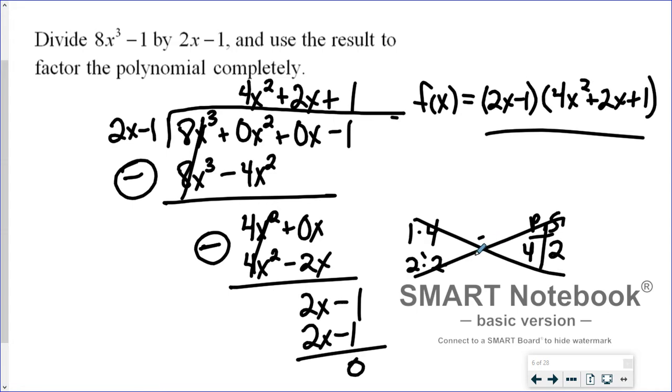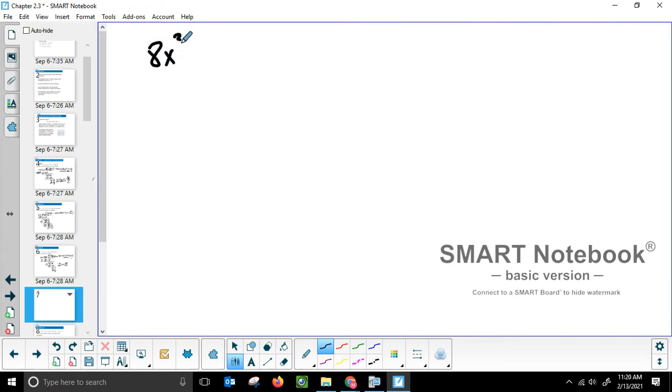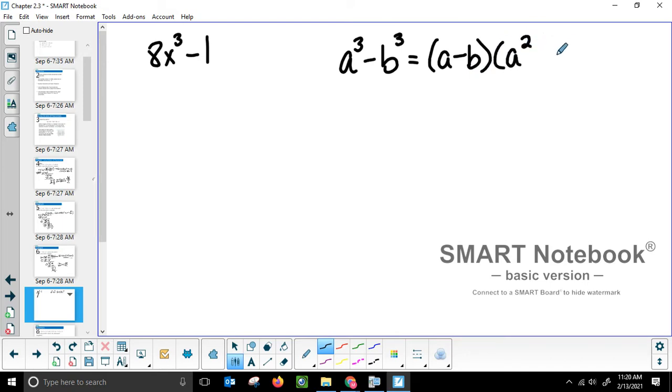Now, this would also be a good time to bring up that 8x cubed minus 1 is a difference of perfect cubes. We talked about difference of perfect squares. There's also a factoring technique for difference of perfect cubes. So if you have a cubed minus b cubed, that is equal to a minus b times a squared plus ab plus b squared.